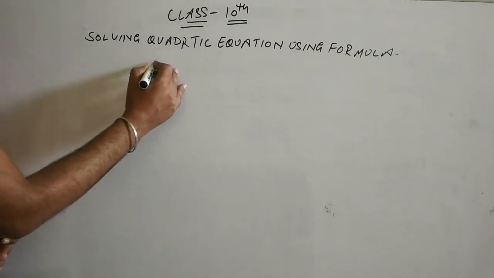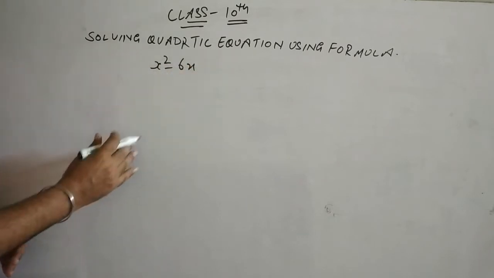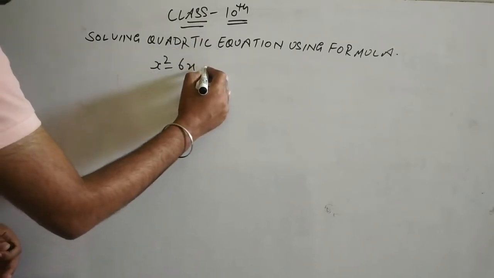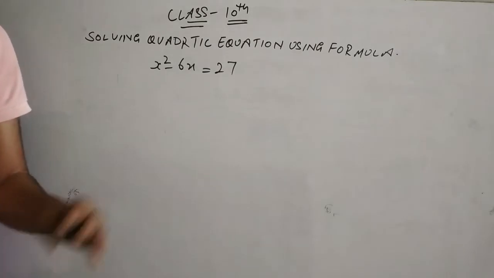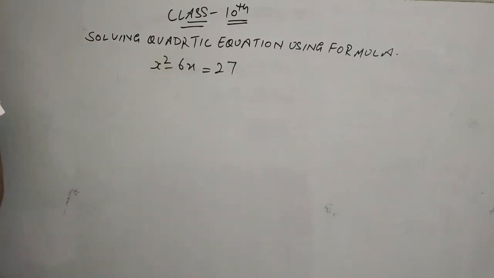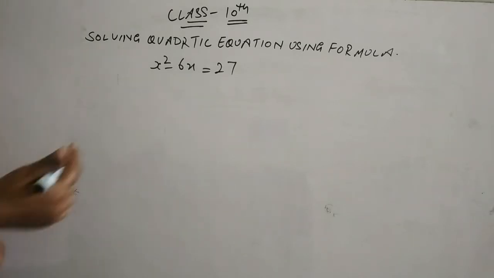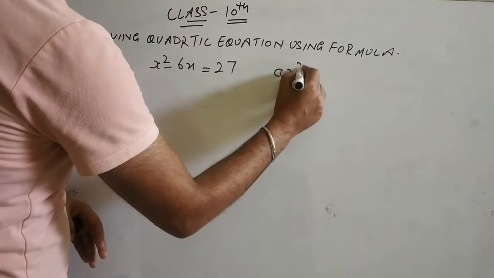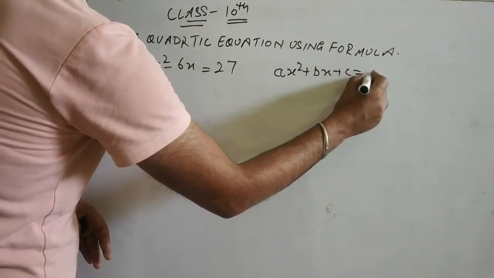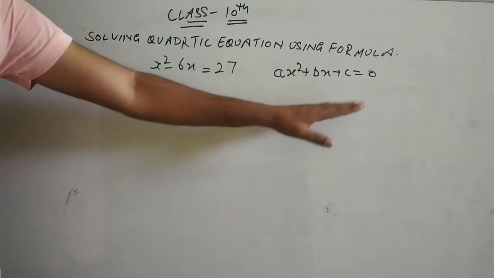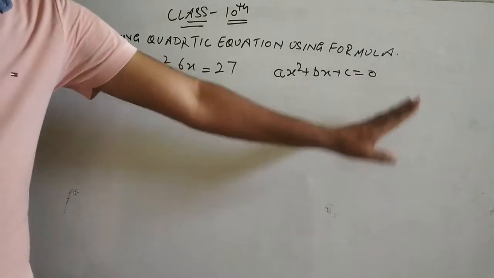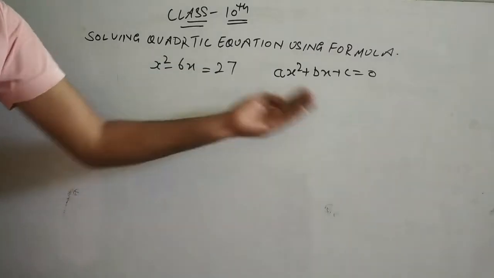See, they said to find the roots of the equation by using the formula, that is x square minus 6x is equal to 27. Okay, so this is a quadratic equation. We have to find the value of x by using the formula. First of all, we will compare it with the general quadratic equation, that is ax square plus bx plus c is equal to 0. If you look at the general quadratic equation here, all the terms are on the left hand side. So on the right hand side, what we got? 0. So same we will do here.